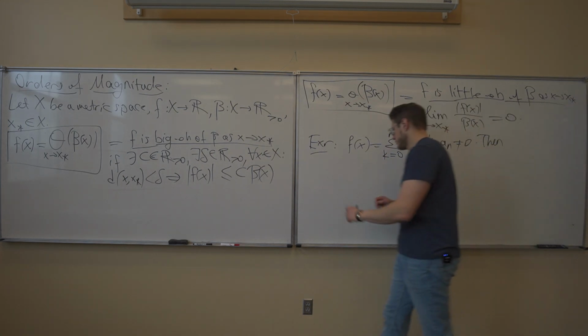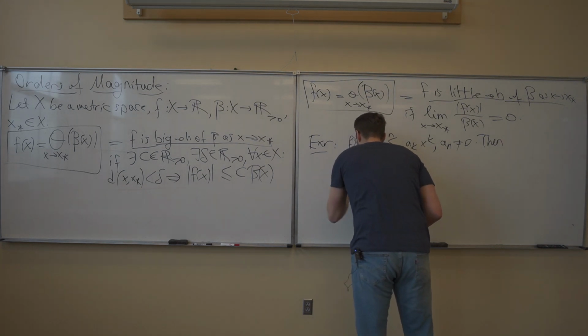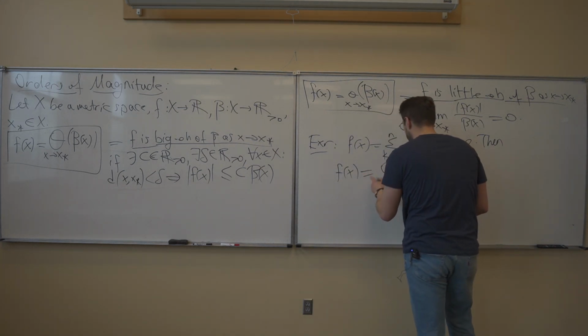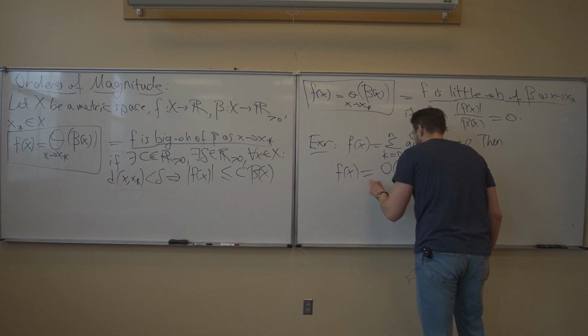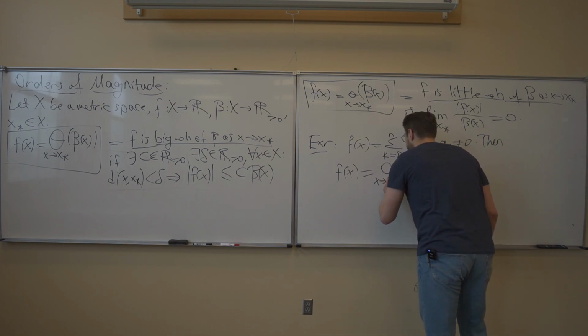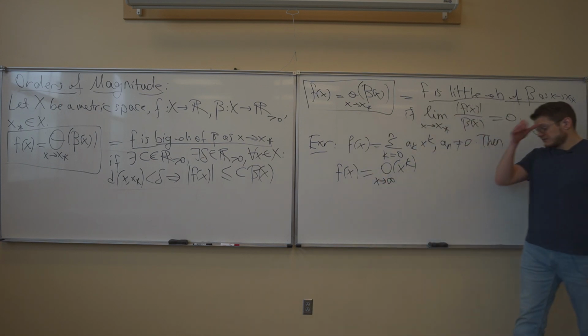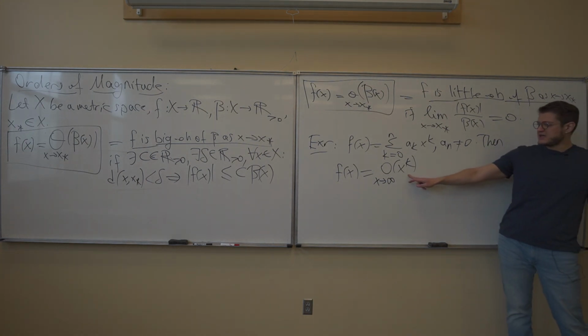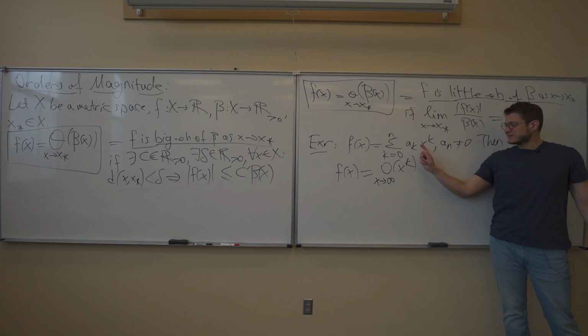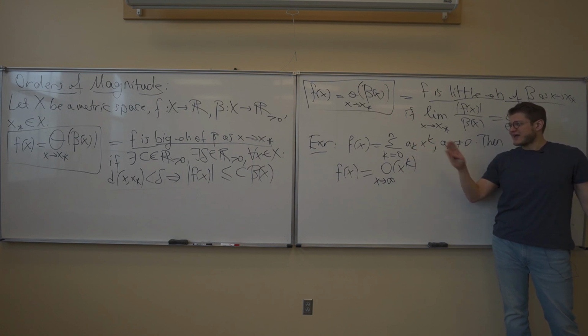Then I can say, for instance, f of x equals O of x to the k as x goes to infinity. Okay. Now what am I saying? This is saying that up to a constant, I can just pretend that this guy doesn't have any lower order terms. Because when it comes to the growth, what's going to matter is the highest order term.